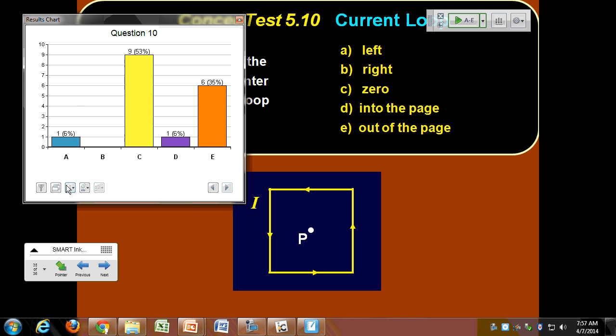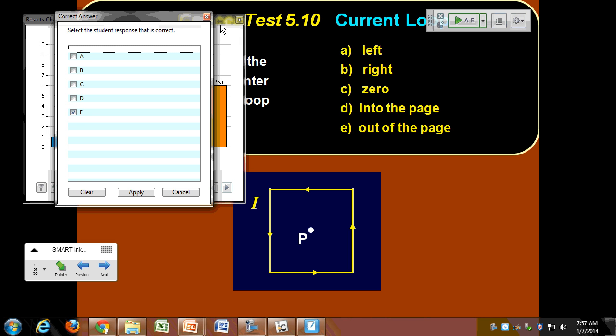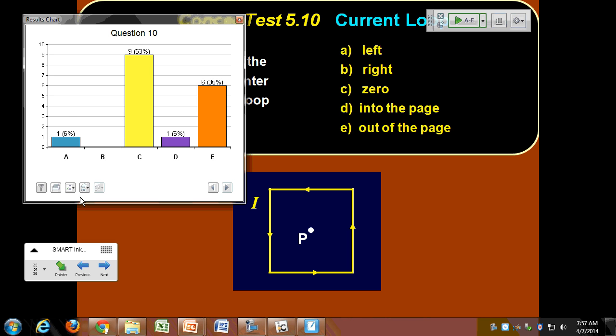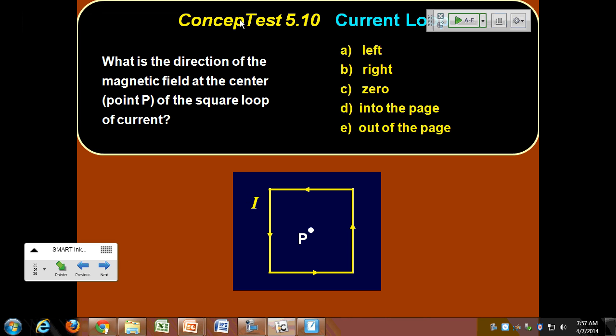Okay, it is E, out of the page. Just using your curl rule, you just take one section of it. So say we take this section, for example. Your thumb goes in the direction of the current. It goes into the page and then out of the page.